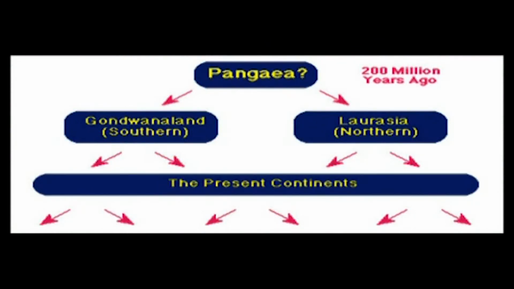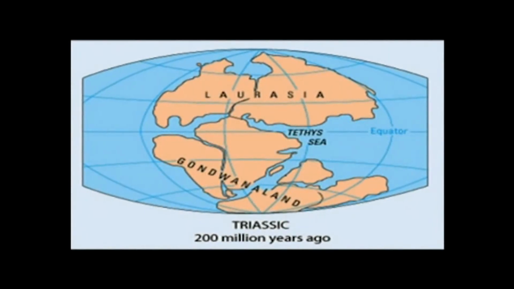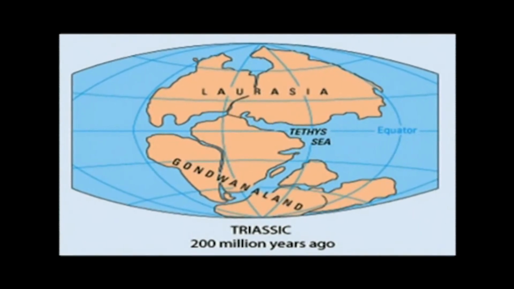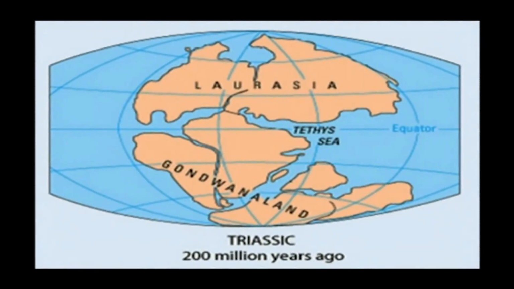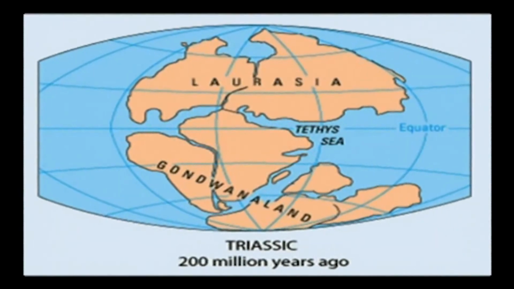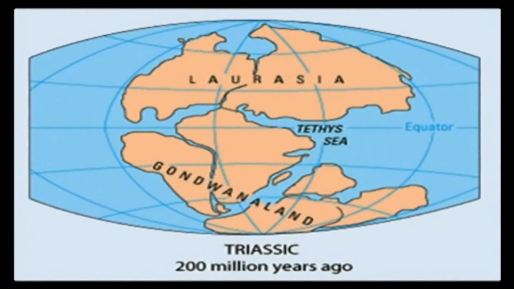This diagram illustrates the breakup of Pangaea into Gondwana land and also Laurasia roughly about 200 million years ago. During the Triassic period, roughly about 200 million years ago, you can see the presence of Tethys Sea, and the Tethys Sea started to shrink during this period.